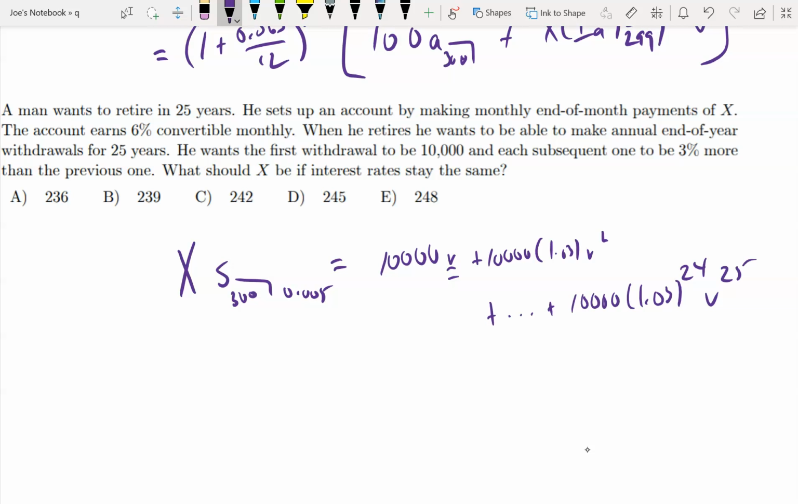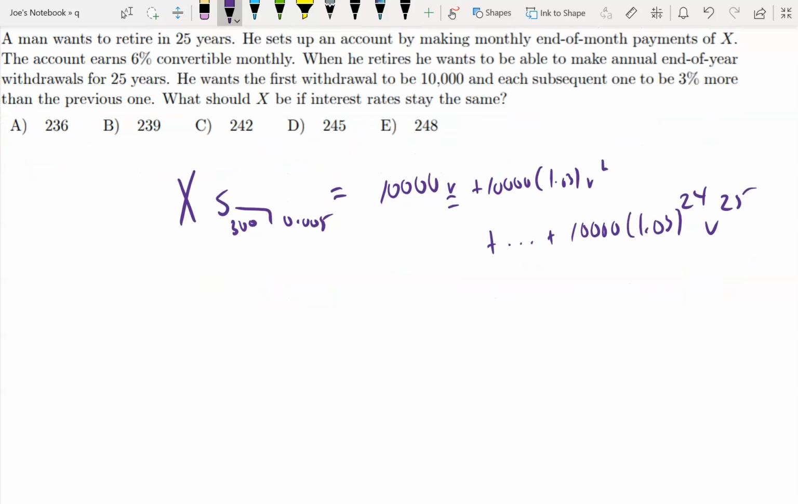Do you agree? So this V has to be 1 over 1 plus, no, I guess I can just write it as 1.005 to the 12th. Right? We agree? Let's see why that has to be. This is going to be a monthly rate because he's making monthly payments. This needs to be a yearly rate because he's doing the yearly withdrawals.